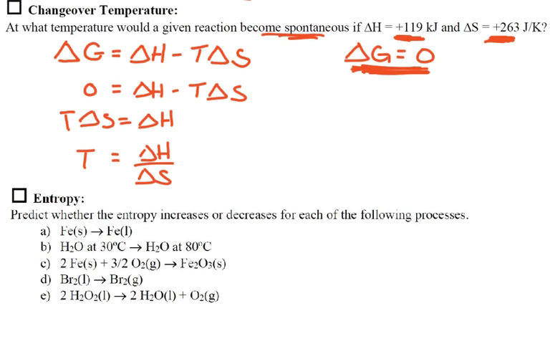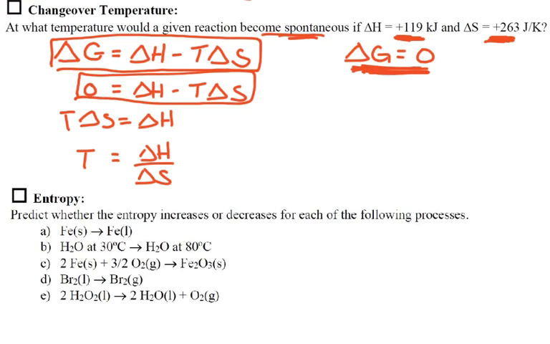Okay, so delta G equals 0. So we say delta G equals delta H minus T delta S. Put in 0. And then we can move the T delta S to the other side. So T delta S equals delta H. Solve for T, delta H over delta S. Now it's going to be plug and chug, except we have to watch our units. So the delta H is positive 119 kilojoules. And it's going to be divided by positive 263 joules per Kelvin. So we have kilojoules, we have joules. We can either change the top number into joules or change the bottom number into kilojoules. It really doesn't make a difference. I'm going to go ahead and change the top number.